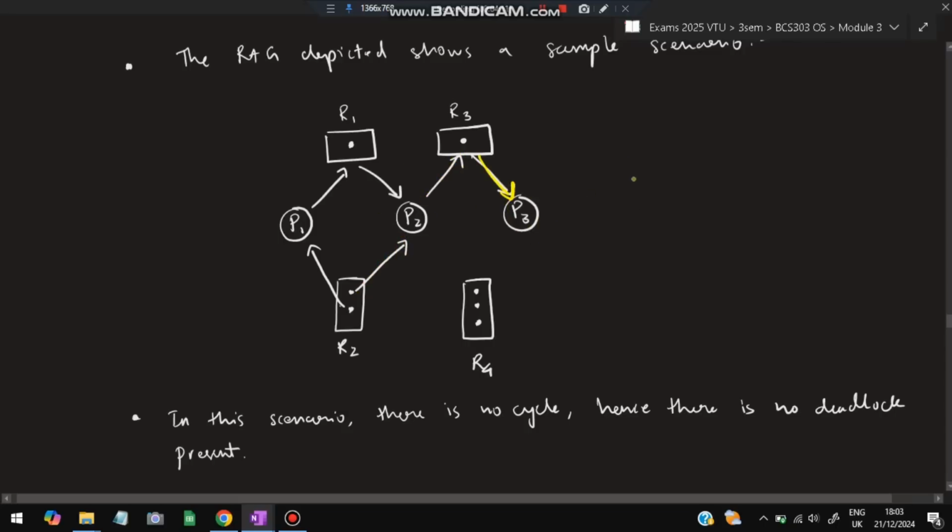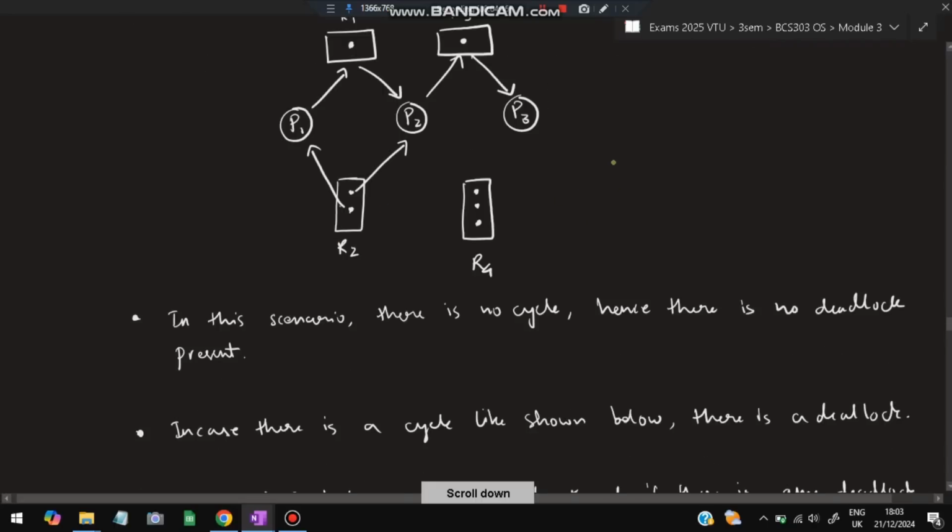Now, how do we understand if there is a deadlock or not? In this scenario, there is no cycle. Cycle means arrows going around like this. Here it can seem like a cycle: this is going here, this is going here, but this is not going here, it is going in reverse. If it comes around like this, then it is a cycle and a deadlock. But that's not the case here because the arrow goes the reverse way, and here also it stops. There is no complete cycle formed anywhere, so there is no deadlock in this scenario.